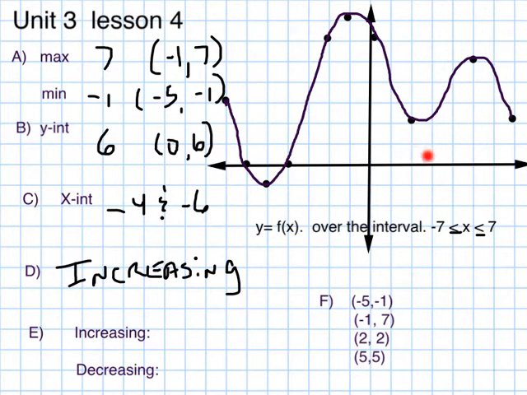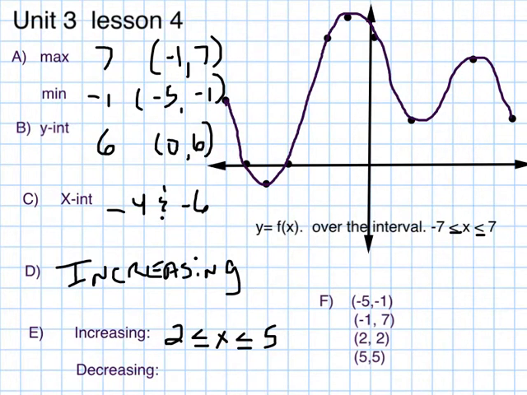Sorry, from 2 to 5. That's going uphill. So how do I write that? I basically say, hey, it's increasing from 2 less than or equal to x less than or equal to 5. What that really means is x here is bigger than or equal to 2, but yet less than or equal to 5. So that will cover that interval going up.